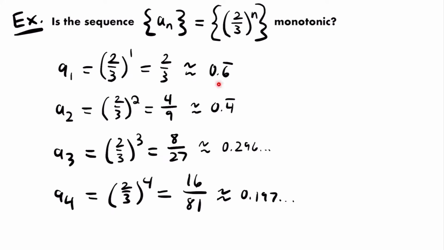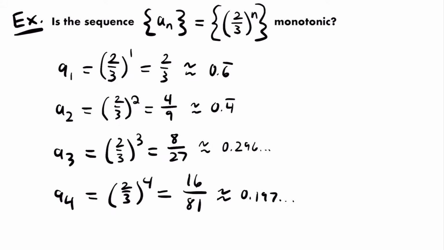And so now looking at these decimal values, can you determine if our sequence has increasing or decreasing terms? Well, in this case, we started with 0.6 repeating, then we have 0.4 repeating, then we have 0.296, and then 0.197, and so each of those terms is getting smaller. Each subsequent term is less than the previous term. And so we can see that our sequence is decreasing, but now we need to prove it.